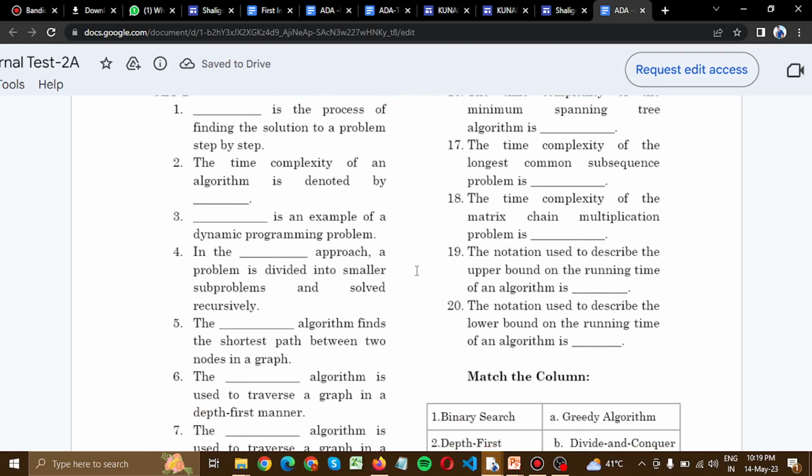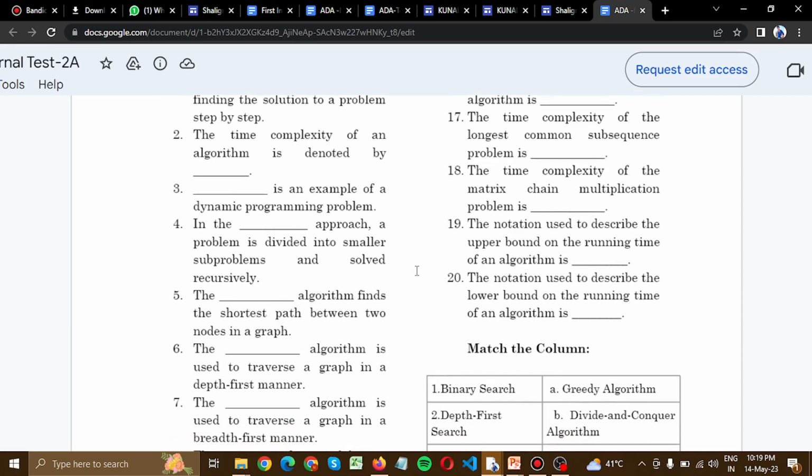Now next, third, dash is an example of a dynamic programming problem. The answer is LCS, longest common subsequence. Longest common subsequence is an example of a dynamic programming problem. Now fourth, in the dash approach, a problem is divided into smaller subproblems and solved recursively. The answer is divide and conquer. In the divide and conquer approach, a problem is divided into smaller subproblems and solved recursively.